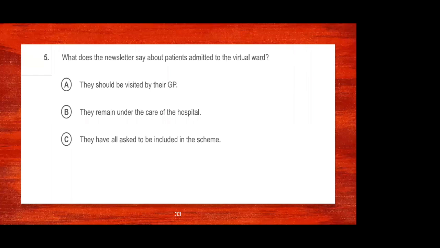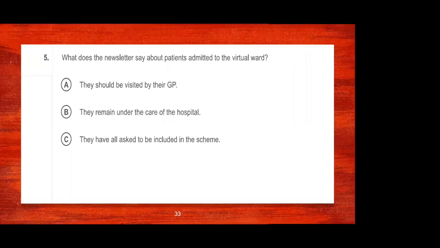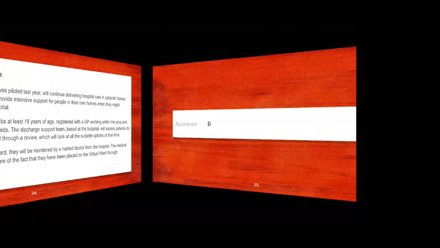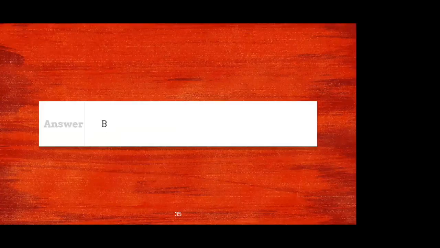Now it's clear. It's clear to you? Yes, ma'am. Okay. So did you understand why we have deleted A and C? Yes, ma'am. Okay. So they remain under the care of the hospital. That means even if they are not in the hospital, they are getting the same care as if they are in the hospital. So the answer is B. So shall we move to the next one?